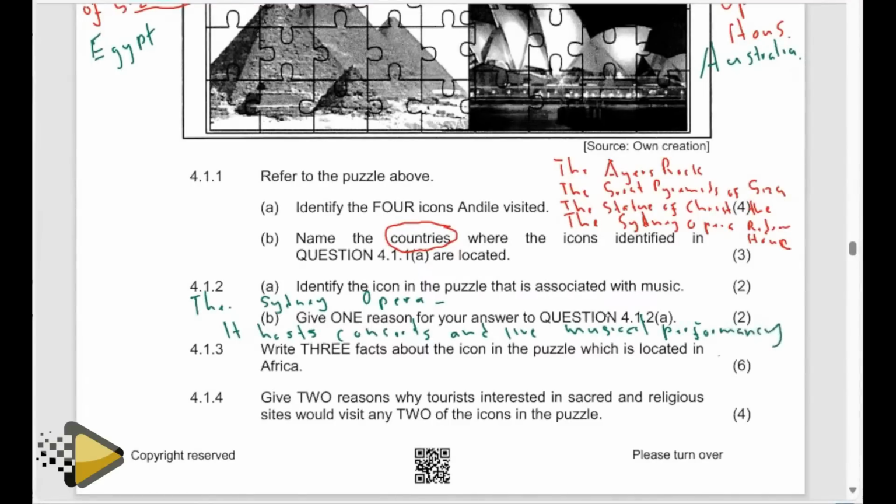So it was concerts and live musical performances. Then write the facts about the icon in the puzzle, which is located in Africa. So we have the Great Pyramids of Giza.